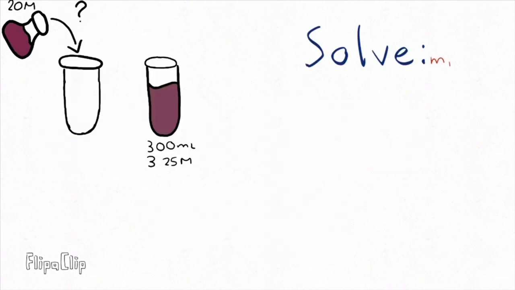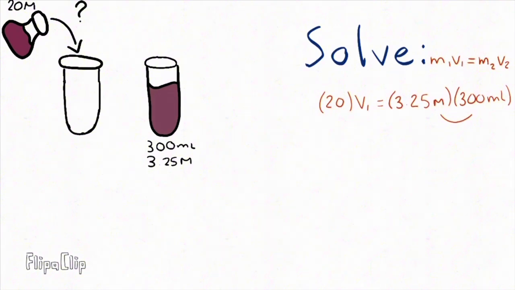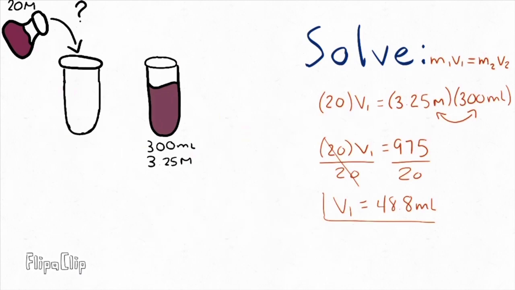First, you plug in the measurements. Now, you do 3.25 molarity multiplied by 300 milliliters, which equates to 975. Then, you take 975 and divide it by the 20 molarity from the original stock solution, which gives you 48.8 milliliters, which is the amount of milliliters in the first tube you would need to prepare 300 milliliters of a 3.25 molarity solution.